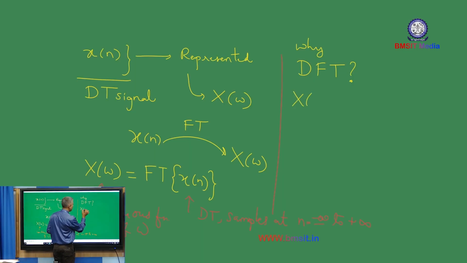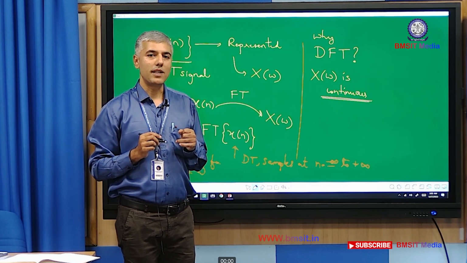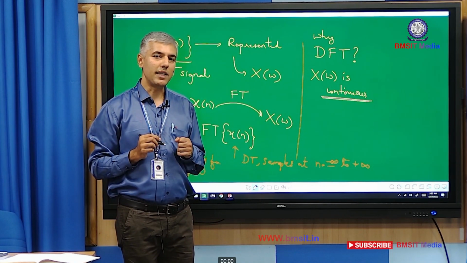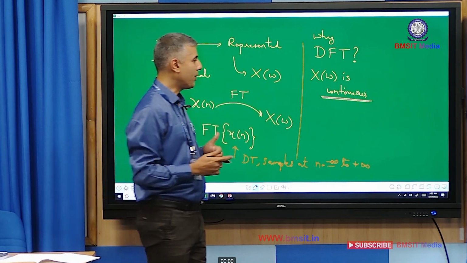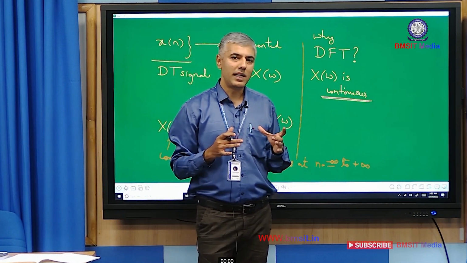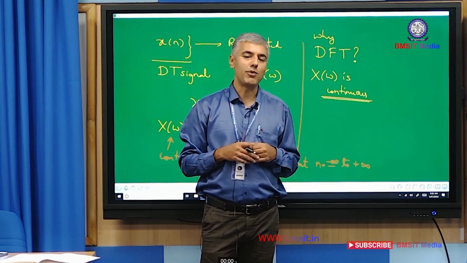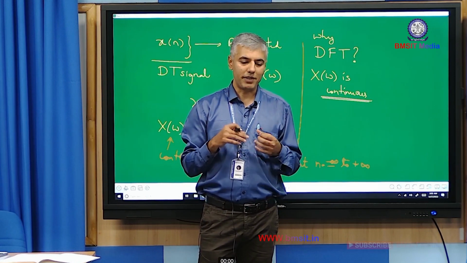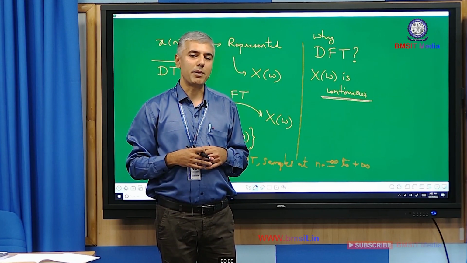X of omega is continuous. This continuous signal is not possible to be represented using a modern day computer. The modern day computer has limited memory, and this continuous signal is not possible to be represented using these systems. If the representation is not possible, obviously the operations can also not be performed.